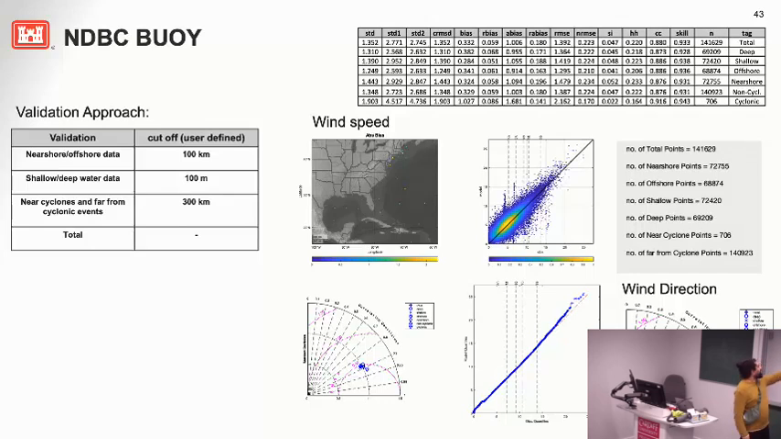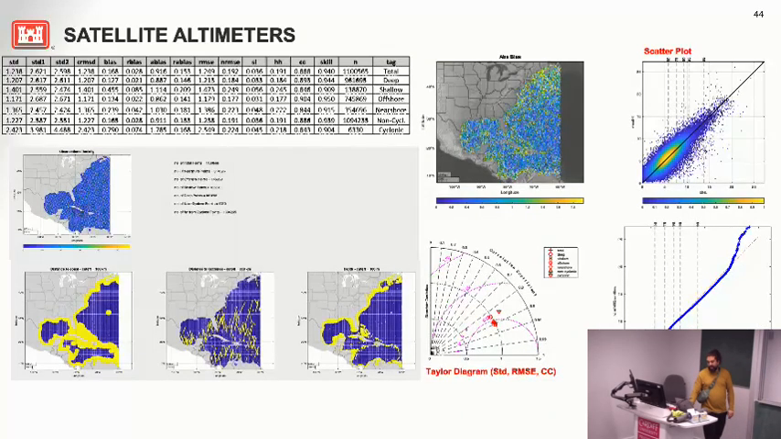So this is the quantification of the wind speed and wind direction at the NDBC location. So you can see we have a good agreement from the atmospheric model. And this is for the satellite data. It's also showing promising results.